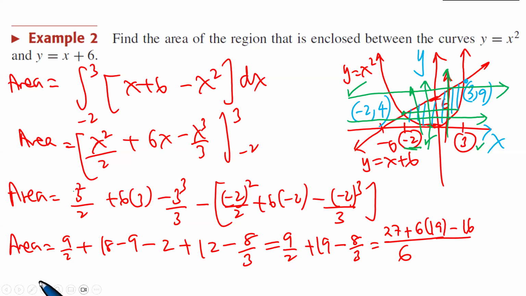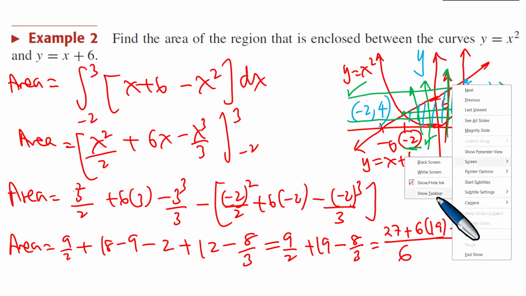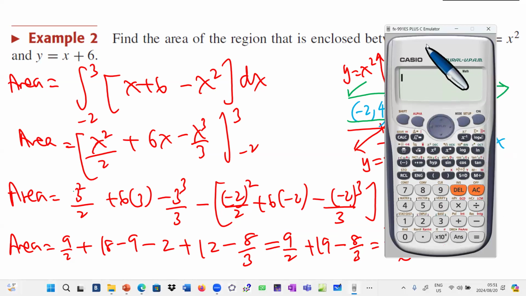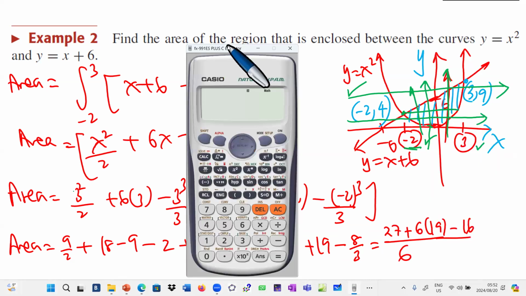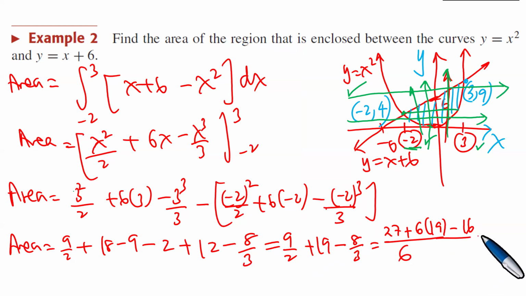And so now you can just use a calculator if you want, just to save time. Right, so using a calculator, if you have 27 plus 6 times 19 minus 16 over 6. All right, okay, that's fine. It's 125 divided by 6. So this is 125 divided by 6 units squared. All right.